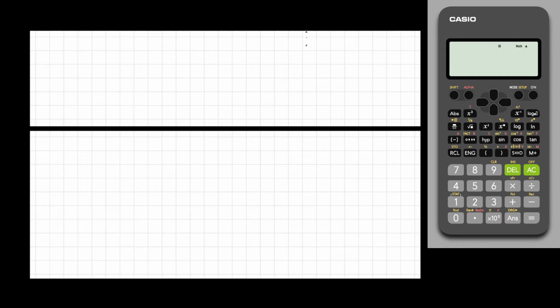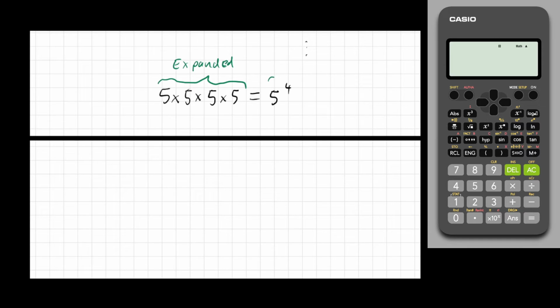Okay, well, let's write out a number. We'll do one like this. So we'll go 5 times 5 times 5 times 5 equals 5 to the 4. Okay, and we're going to talk about some different components of this. So this bit here we call the expanded form. Okay, because this is what happens when we expand out, we write it all out, like 5 times 5 times 5 times 5. Okay, and when we put it in this little form, we call this the index form.